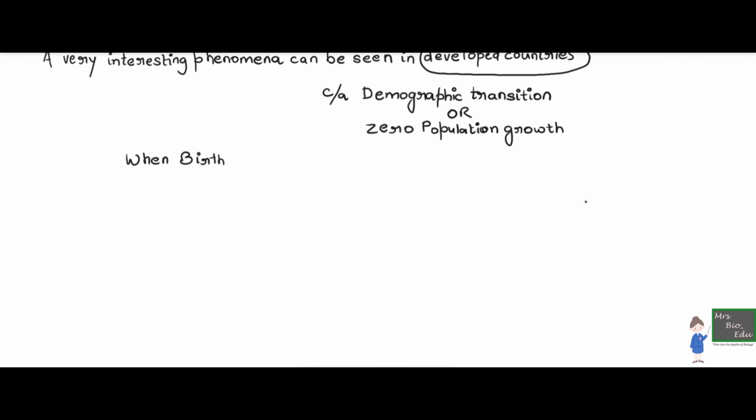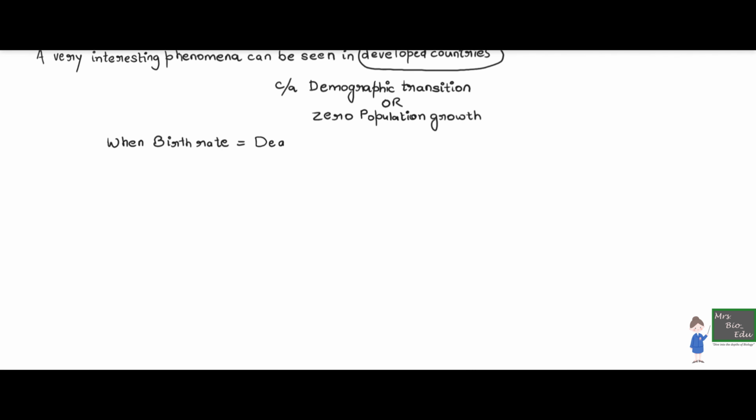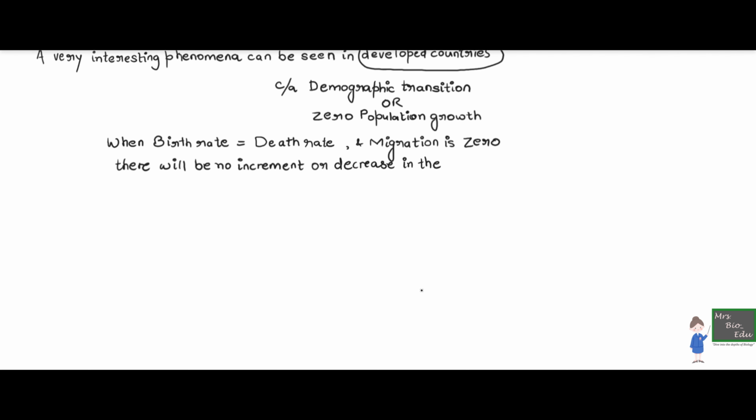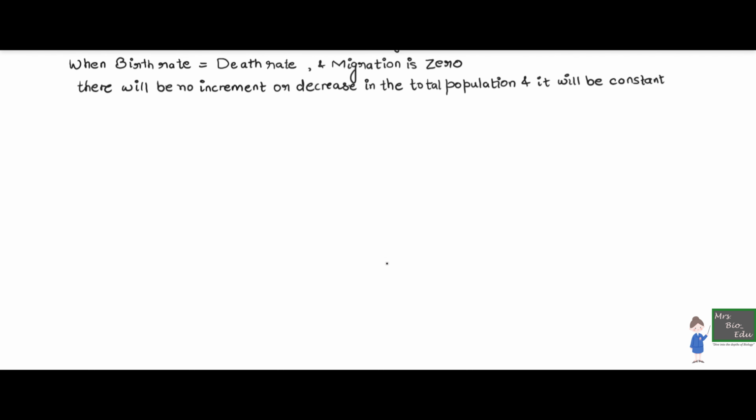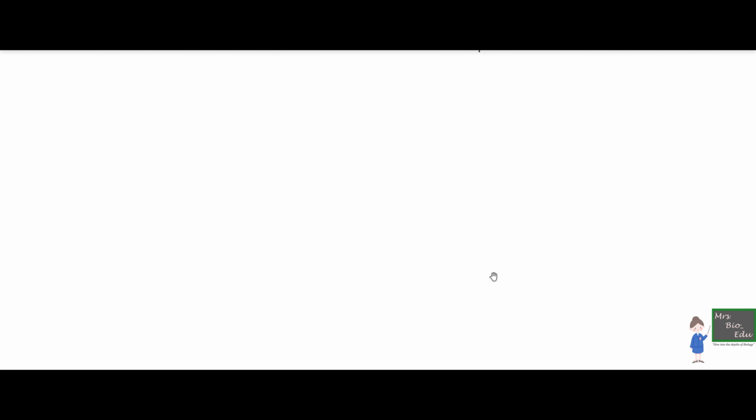So for developed countries, like I was talking about, this demographic transition is a very special phenomenon because it includes two things. When the birth rate is equal to the death rate. So that means that if, say, 20 children were born per year per 1,000 individuals, and 20 people died per year per 1,000 individuals, and the migration is 0, meaning the number of people that moved out and the number of people that moved in cancelled out each other, that makes the total growth 0. There will be no increment or decrease in the total population because birth rate was equal to death rate and migration is 0. So the growth will be constant. So the population will become constant, and this is what is called demographic transition or zero population growth.